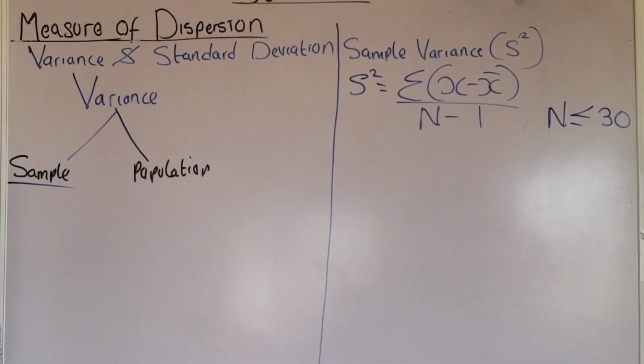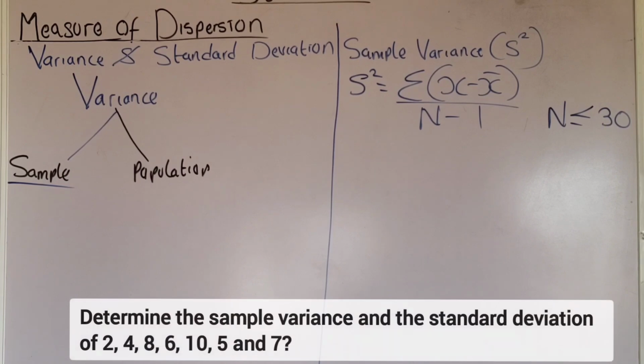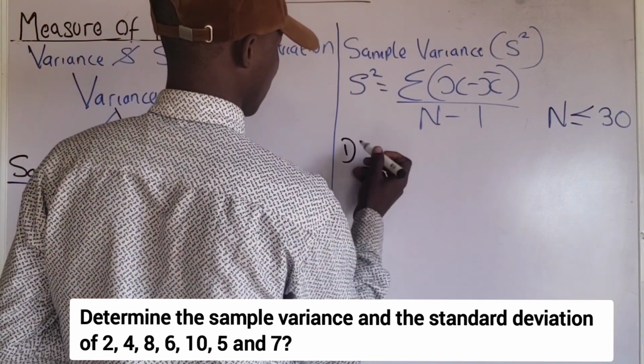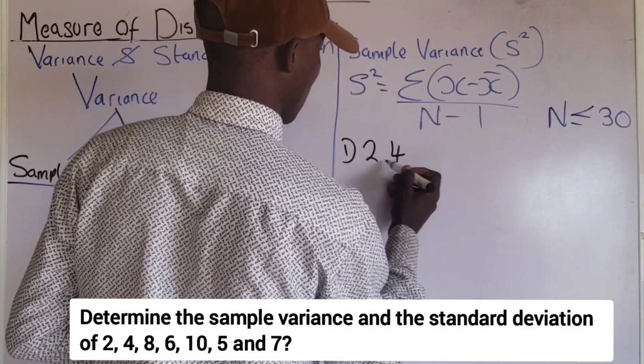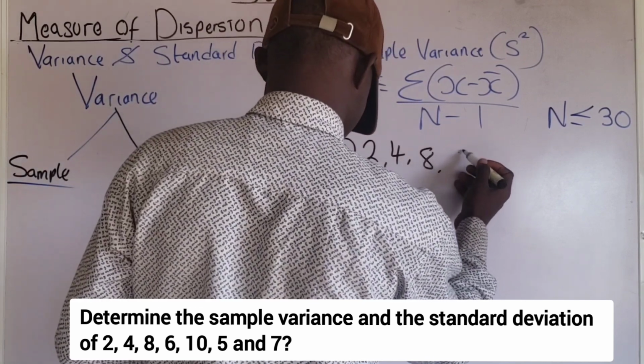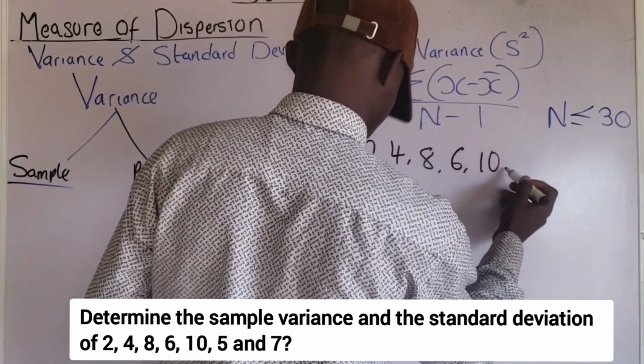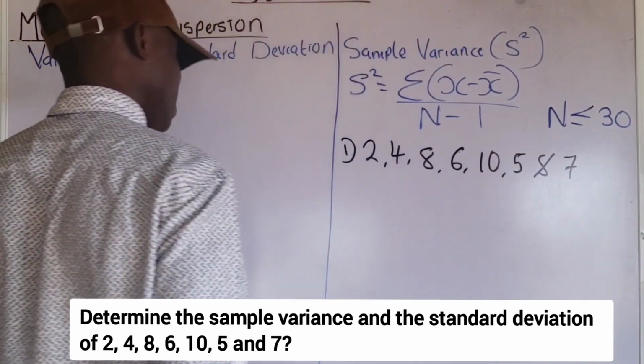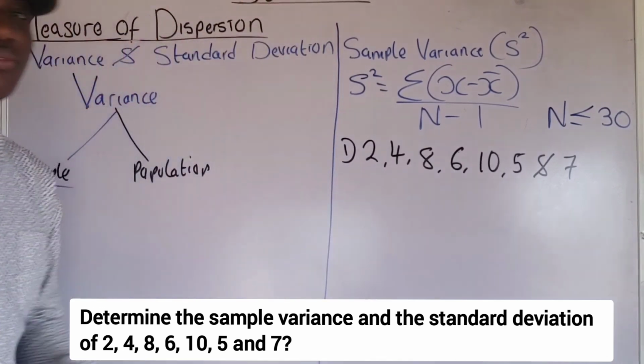Let's look at some worked examples on sample variance. Example 1: Determine the sample variance and the standard deviation of 2, 4, 8, 6, 10, 5, and 7. Find the sample variance of 2, 4, 8, 6, 10, 5 and 7. Now, how do we calculate the sample variance of this data?